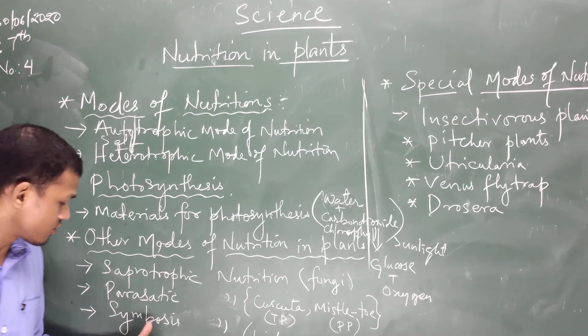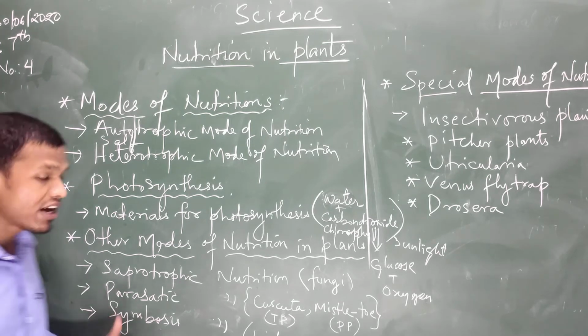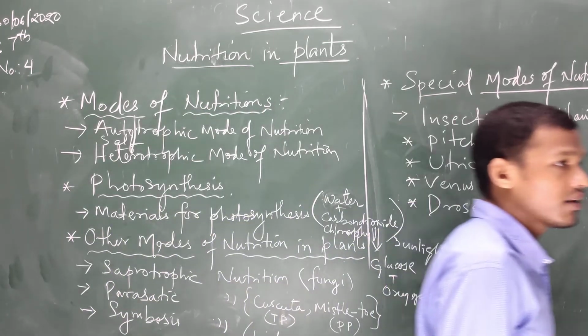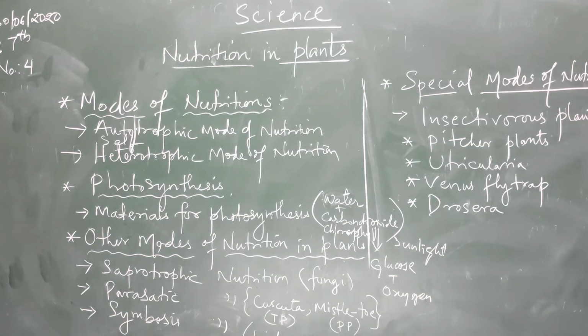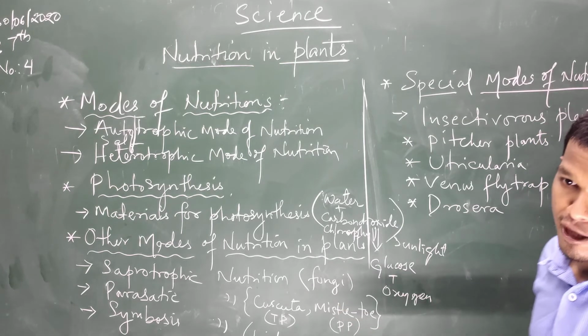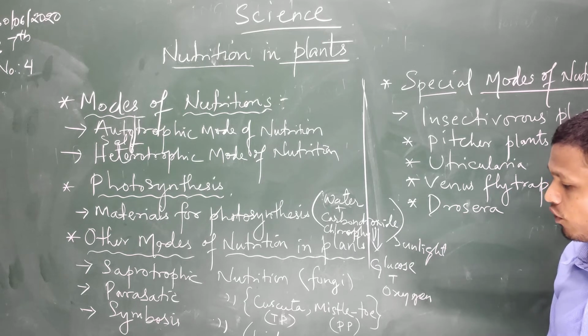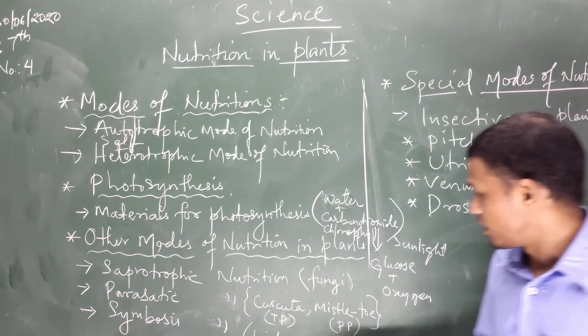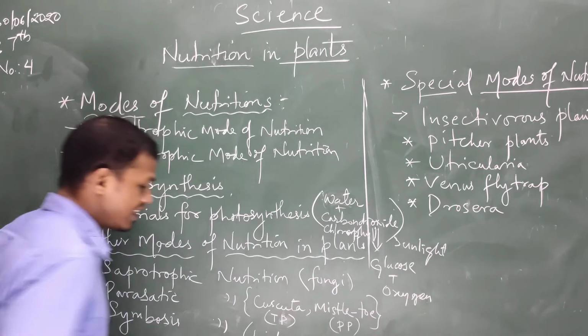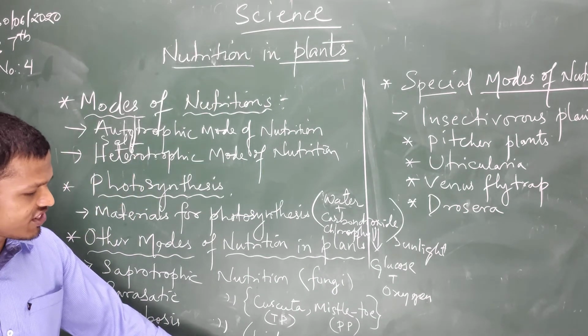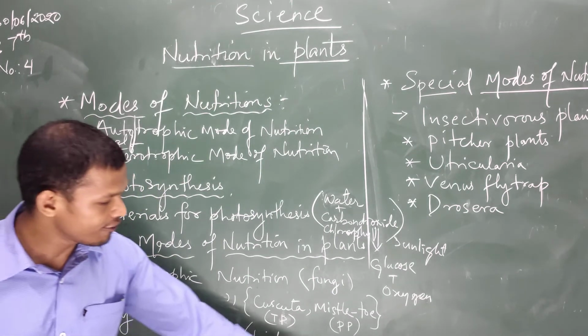So next we will study symbiosis. Symbiosis nutrition means, if you compare to the other two nutrition, that they will share their nutrition, share their food. Like we can say here, lichen. Lichen is a distinct organism which is composed of algae and fungus.